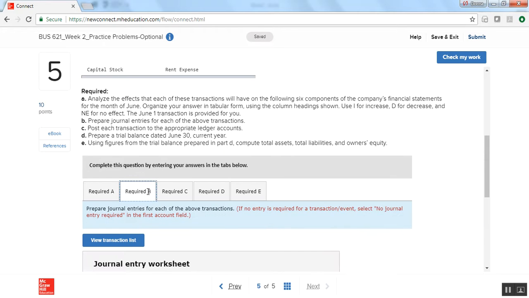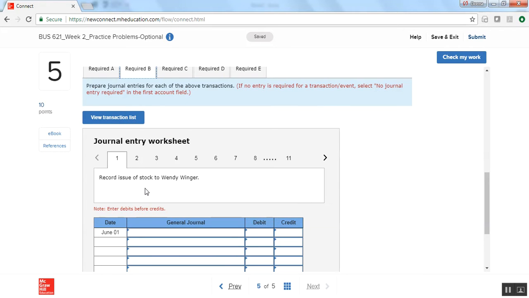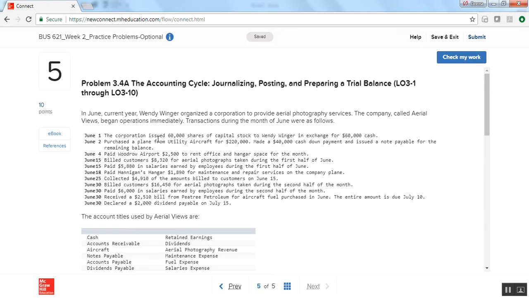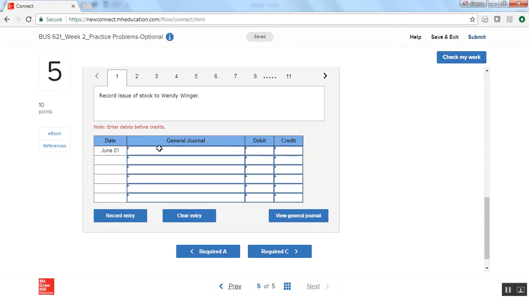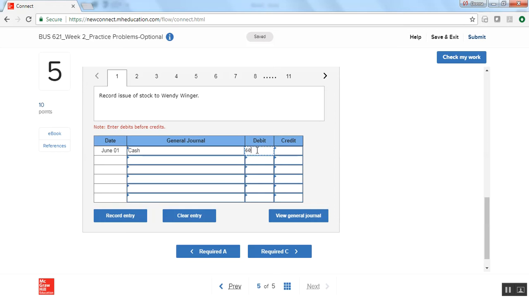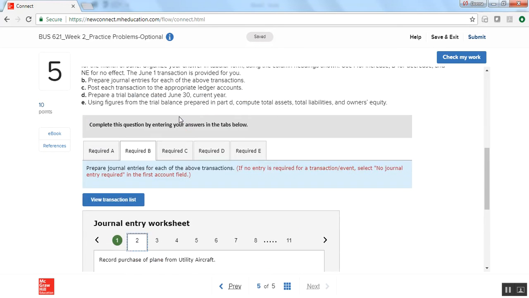So let's move on to part B. Here we're actually going to do the entries. So the first one is to record the issue of stock to Wendy Winger. So you'll remember that $60,000 of capital stock in exchange for $60,000 cash. So cash is going to go up. That's going to be a debit to cash of $60,000. And then our capital stock is also going to go up, and that's a credit because equity increasing is a credit. Okay, so let's record that entry. Next, we're going to record the purchase of the plane from Utility Aircraft.